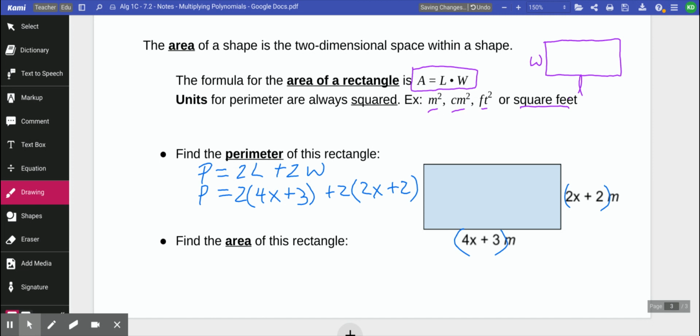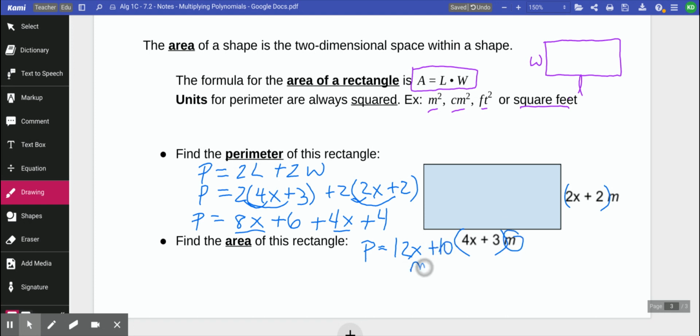So I'm going to need to distribute that 2, right? So this is going to be 8x plus 6 plus 4x plus 4. And I'm going to need to combine my like terms, right? So 8x and 4x is 12x. 6 plus 4 is 10. And our unit here is meters, right? So this is meters. So our perimeter is 12x plus 10 meters. Okay. Now we're going to do area.